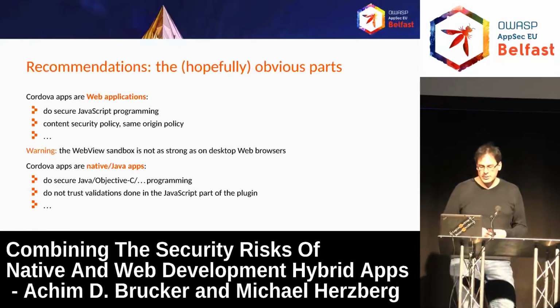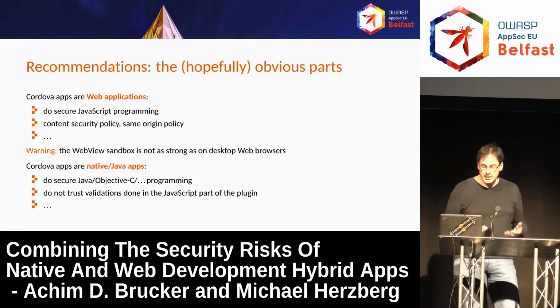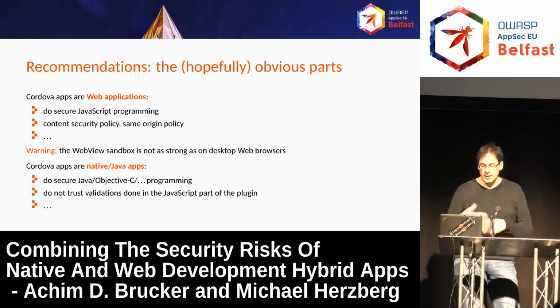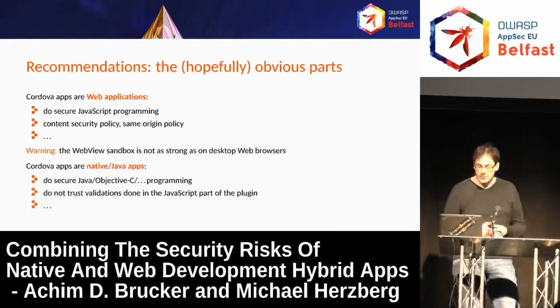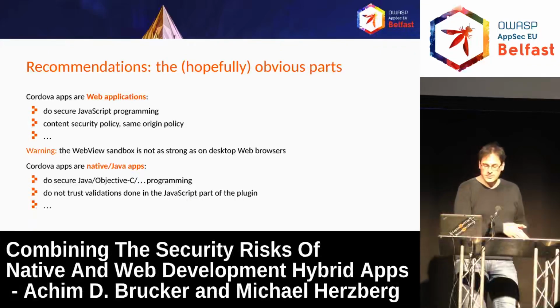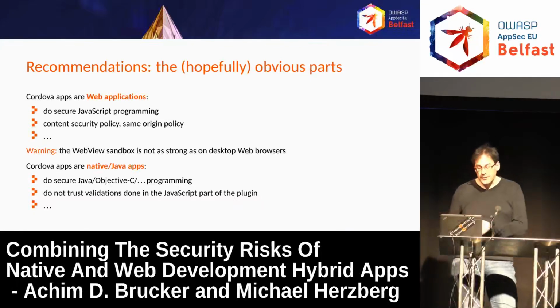On the other hand, Cordova apps or hybrid apps are native apps. In our case, we mainly looked at Google Android applications. The native part is written in Java. So here again, as a developer, you have to apply all your knowledge about secure programming in the language used for the native part, be it Java, Objective-C, or C#, for example, for Windows Mobile. Clearly, whatever is coming from the JavaScript world shouldn't be trusted. Even if it's your own application that you are writing, you shouldn't trust it, and you should do a second defense validation within the native plugins to secure your application.